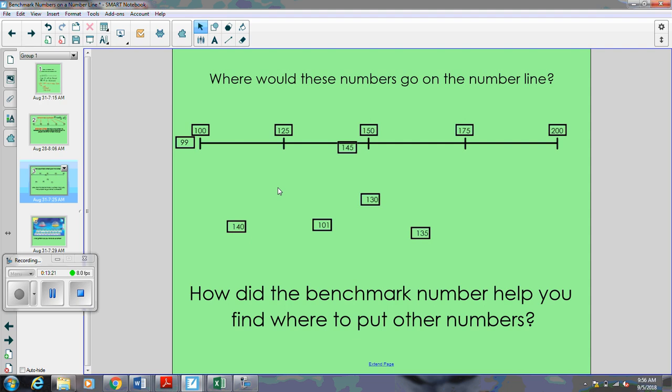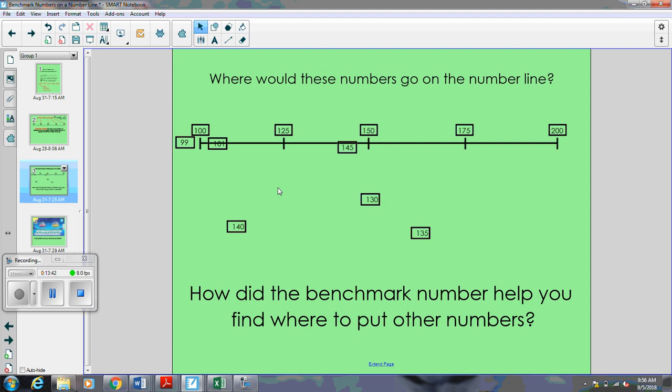Jackson? After 100. Right after 100. It does go in between 100 and 125, but because it's 101, it's going to be super close to 100. Because it's just 1 away. What about 130?